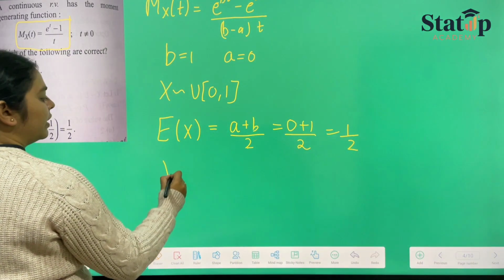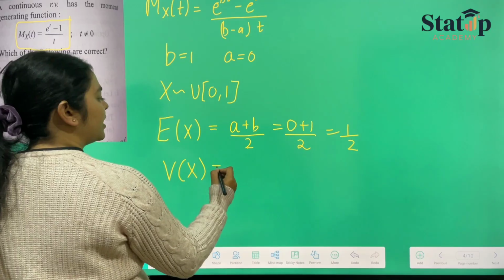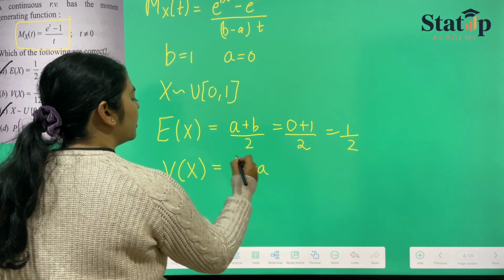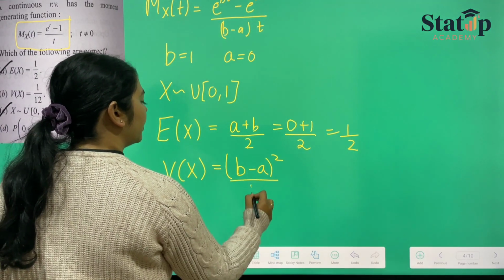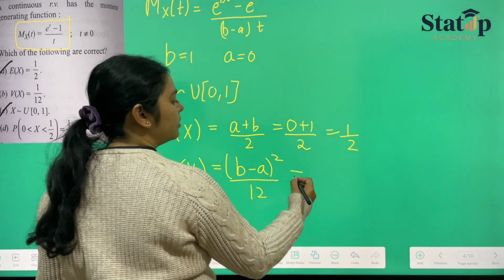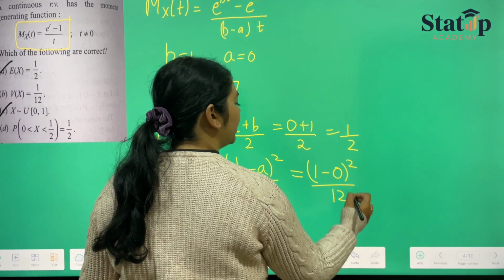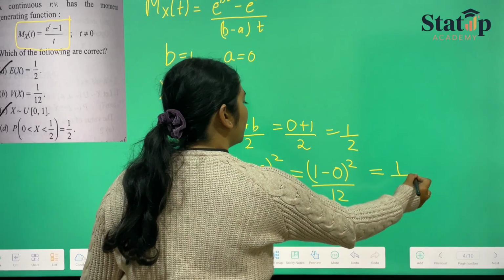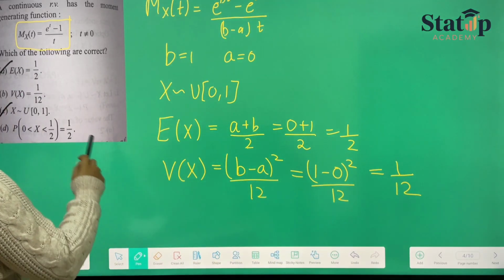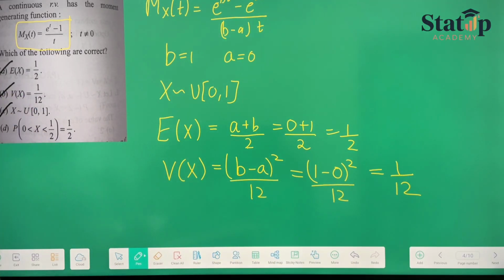Now, if we talk about variance of x, the formula is (b minus a) whole square upon 12. b here is 1 and a is 0, whole square upon 12. 1 minus 0 is 1, 1 square is 1, so 1 upon 12. Here in the second statement, they have given us variance of x is equal to 1 upon 12, which is also correct. Now, in the third statement, they have provided us probability.